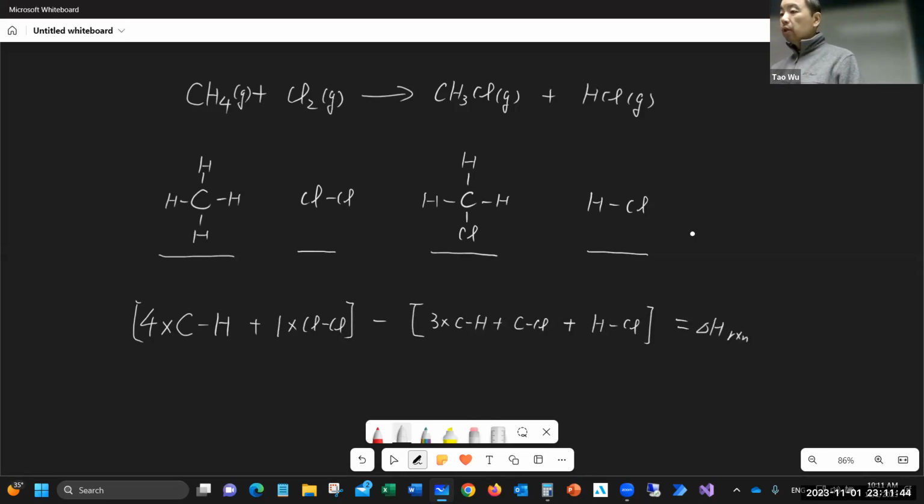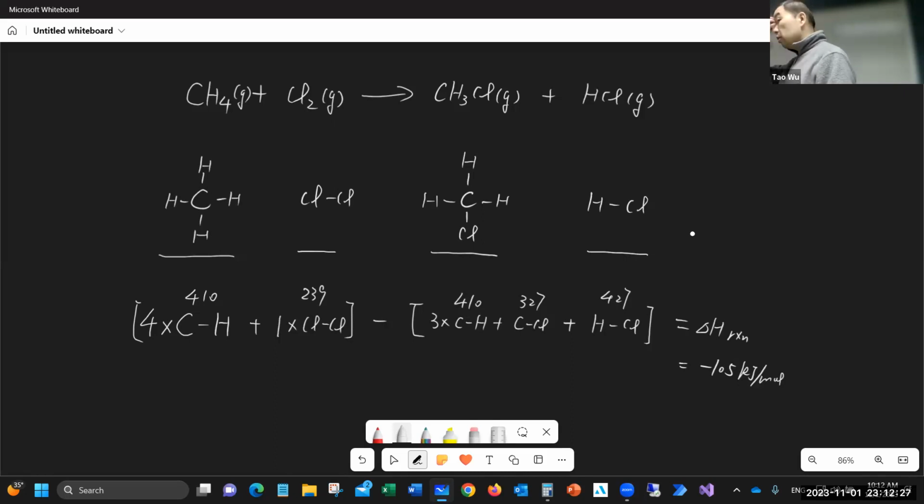So what you need to do is just plug those numbers in. 4 times carbon and hydrogen, so this is 410, and this one is 239. This one is still 410. Carbon chlorine 327. Hydrogen and chlorine will be 427. Okay, so now you add them together and that will be the result. The result is just negative 105 kilojoules per mole. Does it make sense? Right.